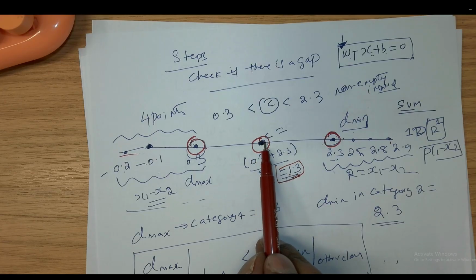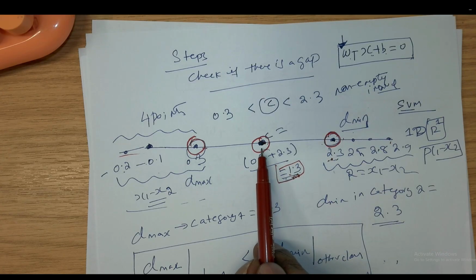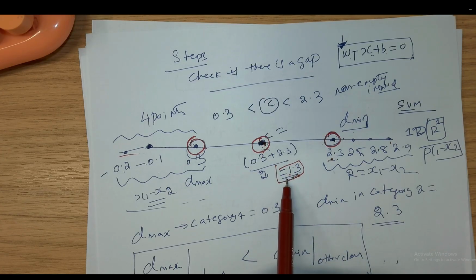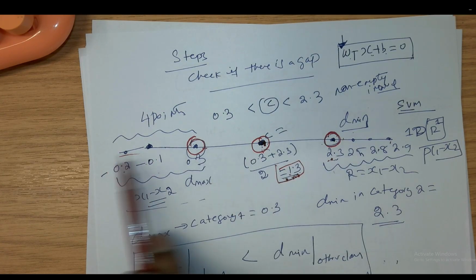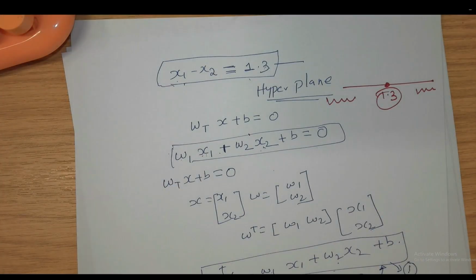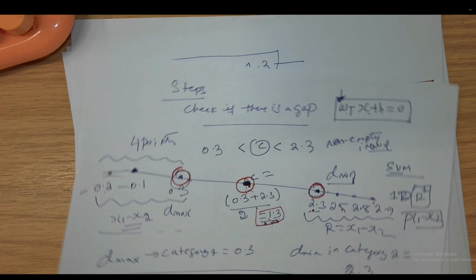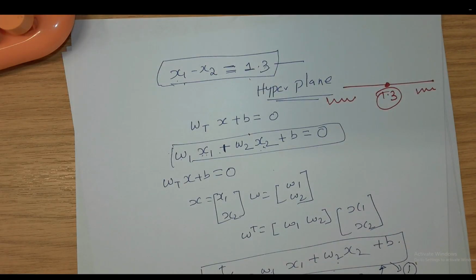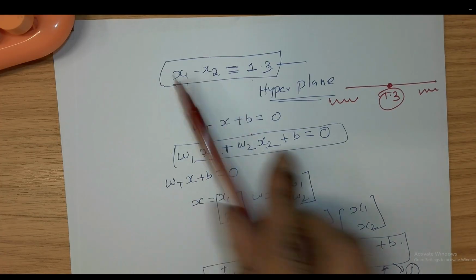And each point has a meaning. Each point on this line has a meaning. So this point means x1 minus x2 is equal to 2.3. This point means x1 minus x2 is equal to 1.3. And this point is exactly the hyperplane that separates two categories. If you remember in the first video, I said if you have a one-dimensional space, your hyperplane will be 0-dimensional. But based on that, somehow we managed to get an equation that may look like a hyperplane.